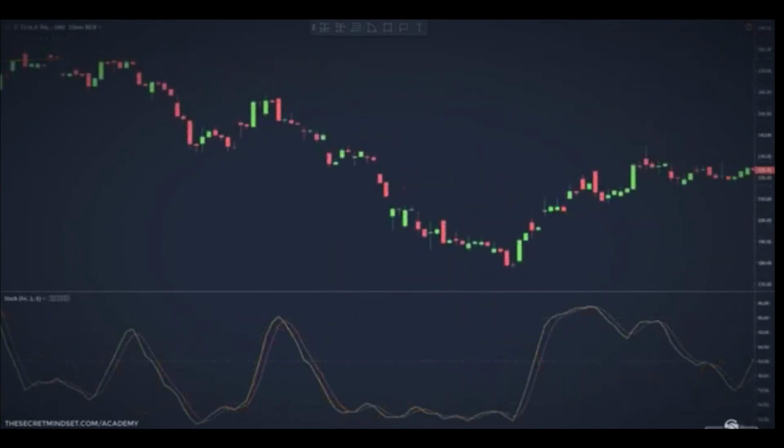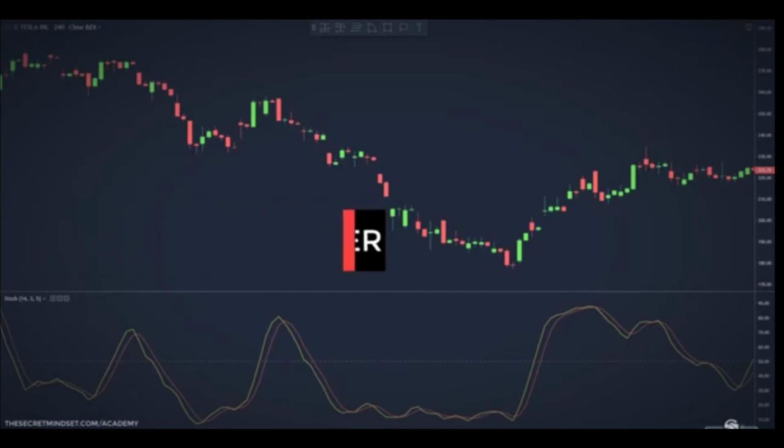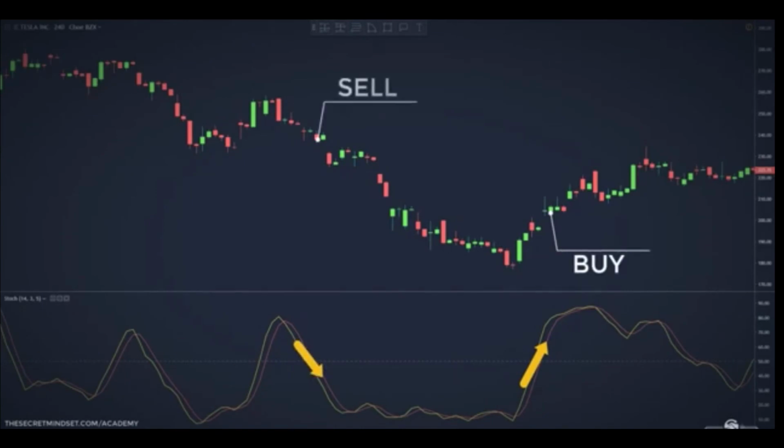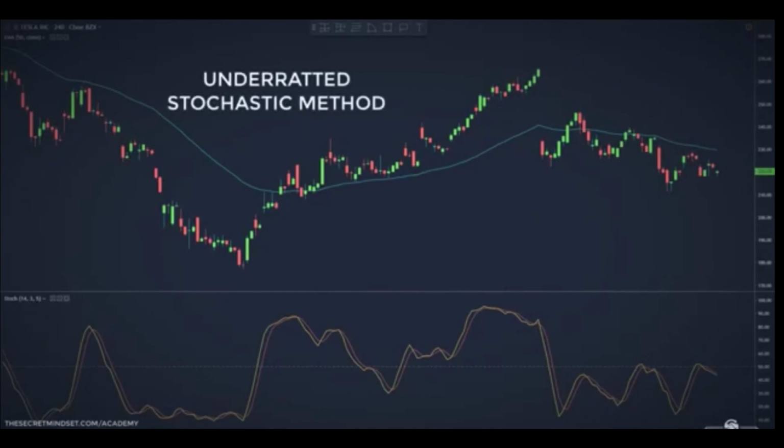Another way in which traders use the stochastic oscillator is to take signals when the indicator crosses the 50 level. When stochastic indicator crosses above the 50 level, this signals buying pressure. When stochastic indicator crosses below the 50 level, this signals selling pressure. This method is not used often by traders. I would say that this is an underrated method of trading with the stochastic indicator.